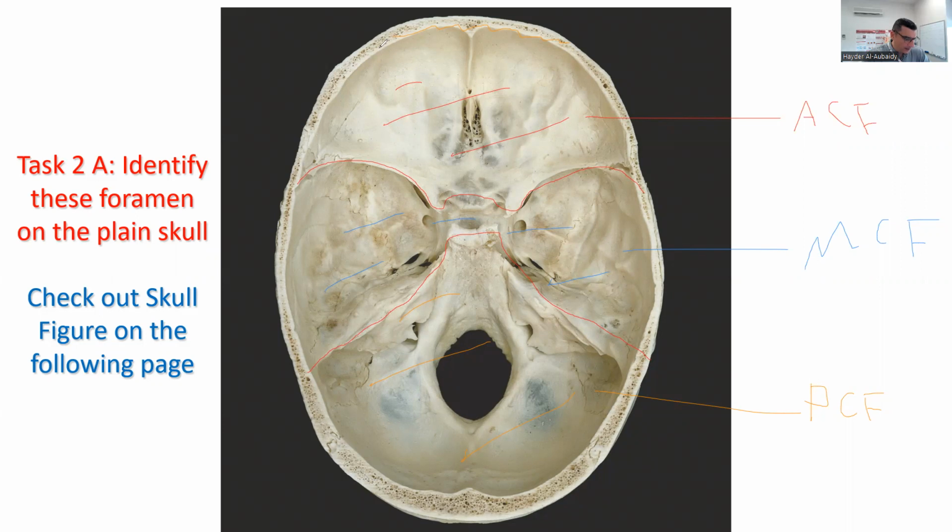Can you repeat the answer, please? The frontal bone. Frontal bone, fantastic. How about in the posterior side? What do we call this? Greater wing of sphenoid. The lesser wing. Lesser wing of sphenoid, fantastic.